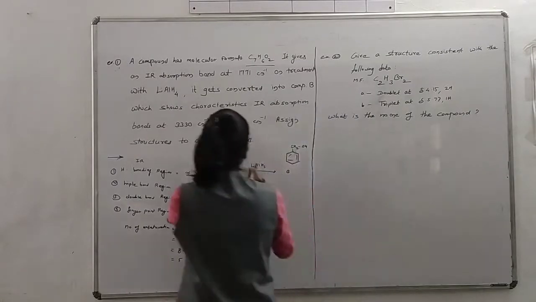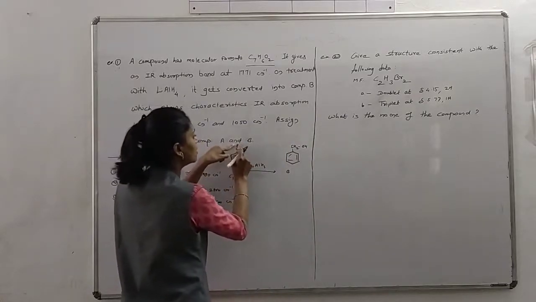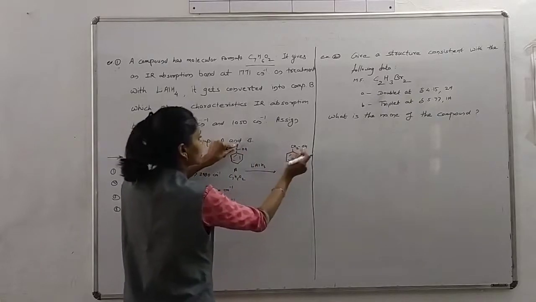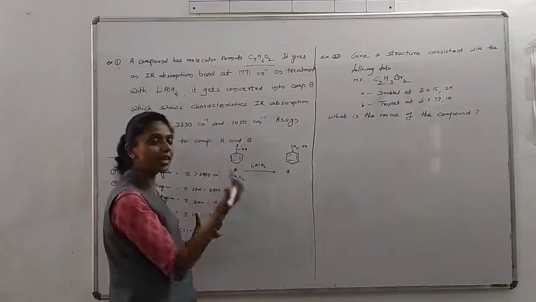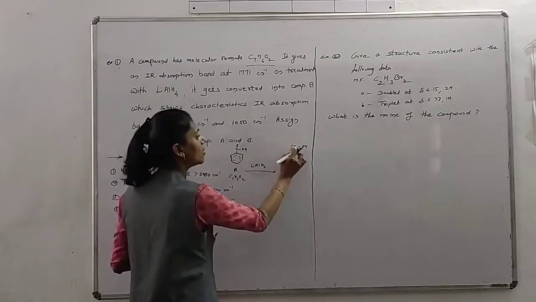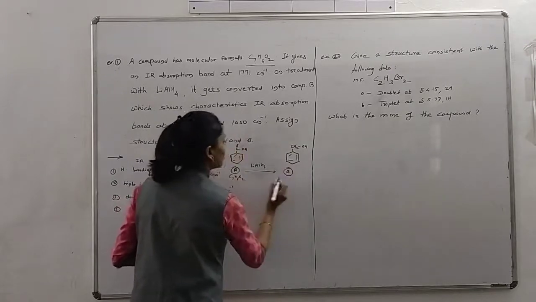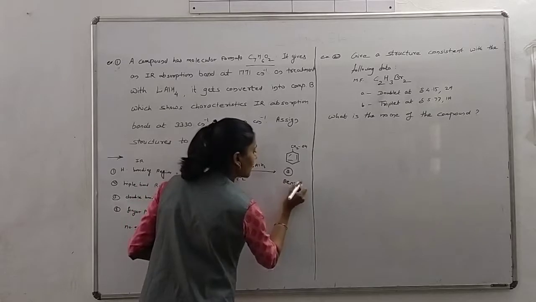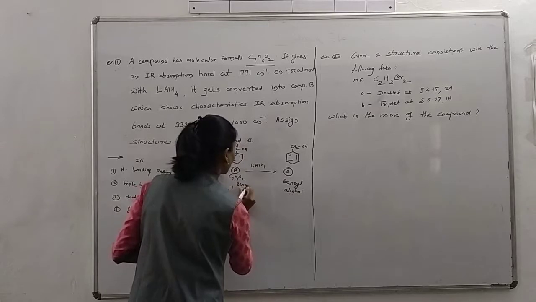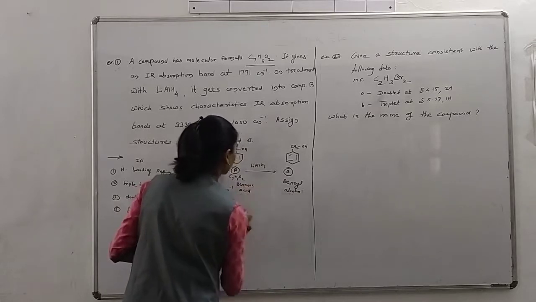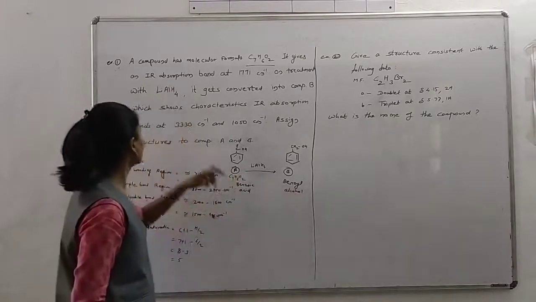CH2OH. The carbonyl group is reduced, that means CH2OH, or in other words addition of hydrogen atoms across the carbonyl group. So we get benzyl alcohol. This is the B compound, benzyl alcohol, and this is the A compound, benzoic acid. Now we check whether this is correct, yes or no.